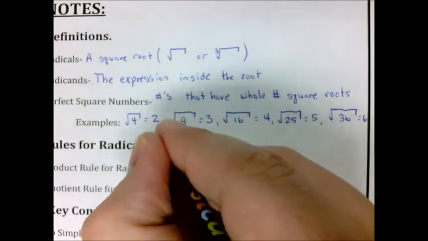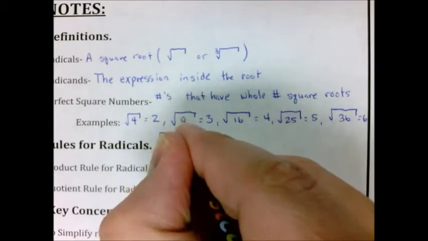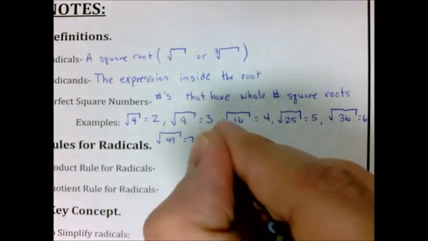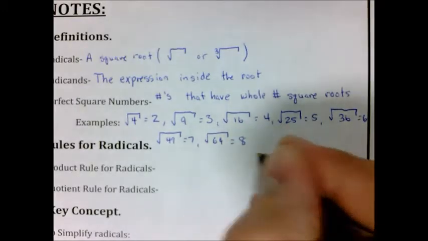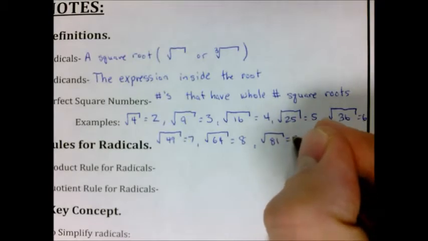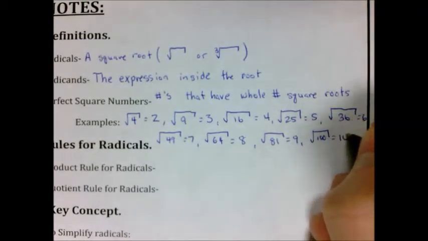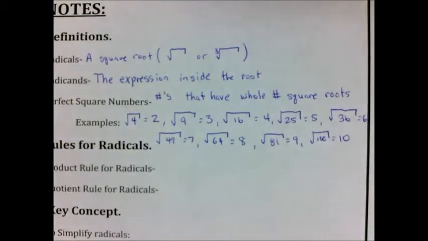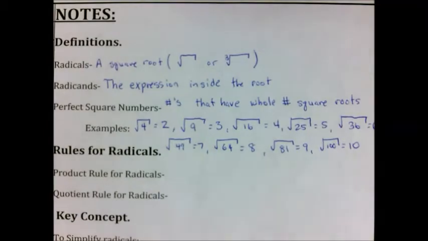So another one, let's go to 10 here. We'll try to get to 10. The square root of 49 is equal to 7. The square root of 64 is equal to 8. The square root of 81 is equal to 9, and finally the square root of 100 is equal to 10. This is a little cheat sheet that you might find helpful when you're doing some of these problems, to know which numbers you're trying to get to, what perfect square numbers really are.